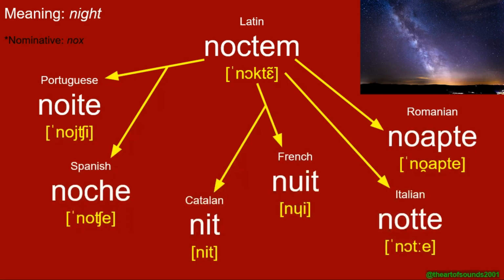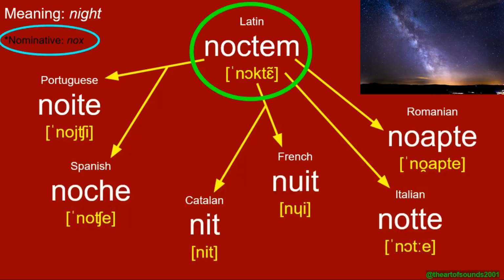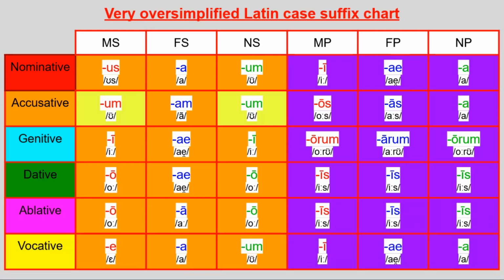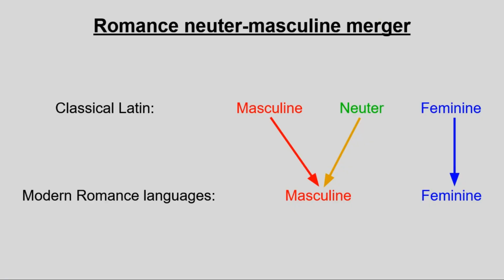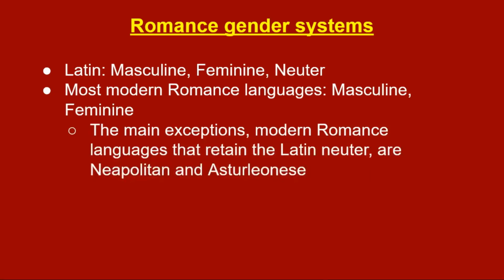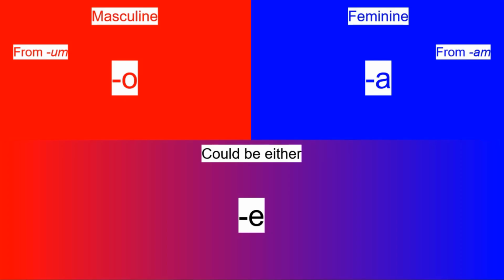This is why, back in the Romance sound shifts video, I had to give you the accusative form of several nouns as the original Latin form. Like, I had to give noctem for night instead of nox, because noctem is the form that got inherited. This also had a massive effect on the gender system. Look at the masculine and neuter nouns, particularly their accusative forms, and notice how they're identical. Yep, this resulted in the neuter gender getting absorbed by the masculine. Most modern Romance languages just have a 2-gender system of masculine and feminine, in which the masculine generally ends with o from um and the feminine ends with a from am. Both the suffixes went through denasalization.